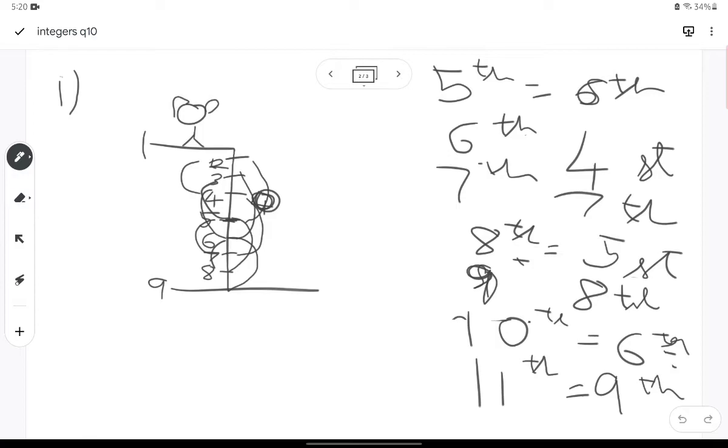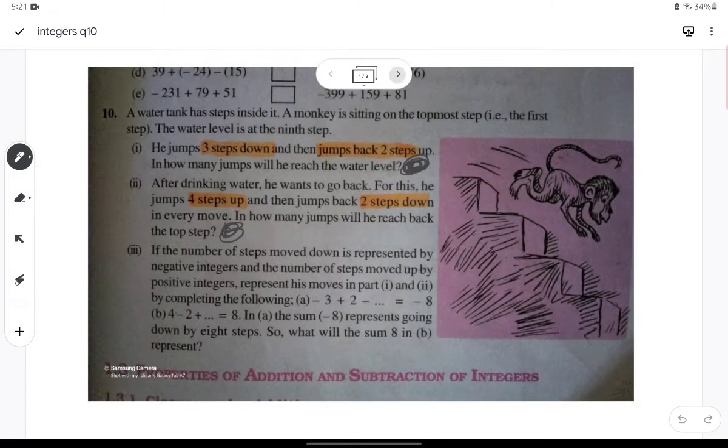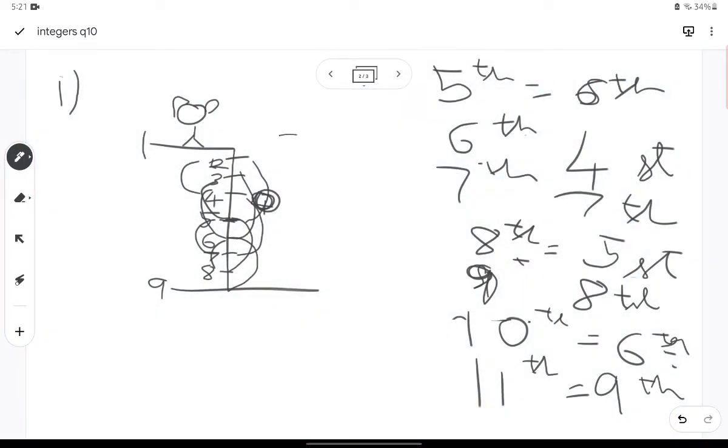First he went 3 steps forward and 2 steps back. So they have given it for one time. Minus 3 plus 2. So the monkey went 3 steps forward, so it's at 4. And it comes 11 times.